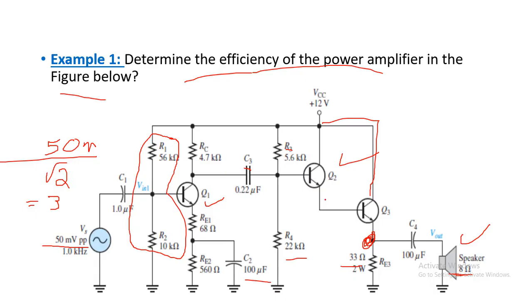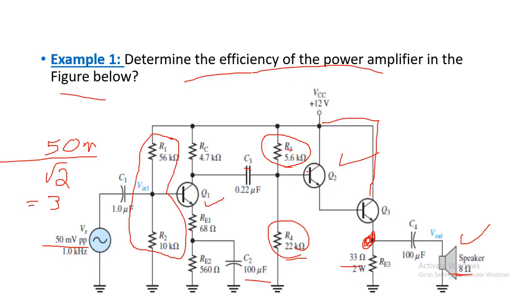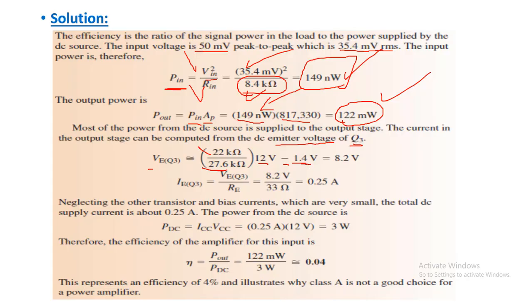22 plus this 22 and this 22 plus this thing. So it becomes 27.6 over here, 22 plus 5, multiplied by this supply, that is 12 volt minus 1.4. Why is this minus 1.4? You see that 0.7 will be dropped from here to here, and similarly 0.7 will be dropped from here to here. So total 0.7 and 0.7, there are two voltage drops. So this will become 1.4. That is why we also have to subtract that.